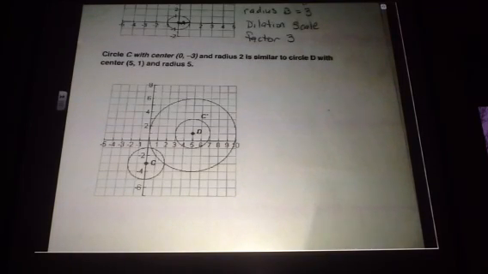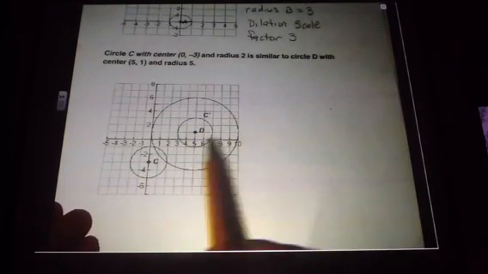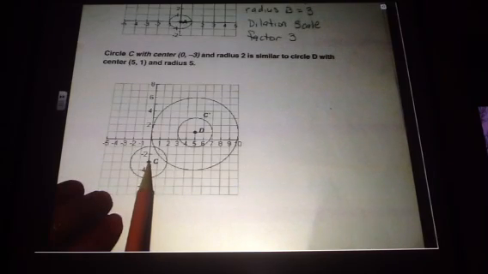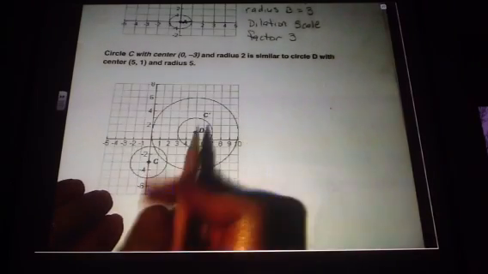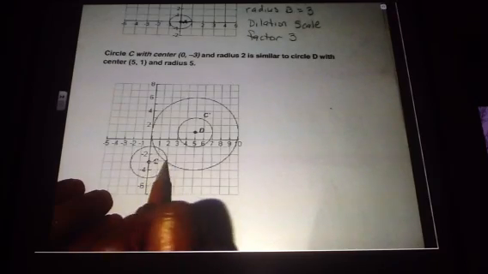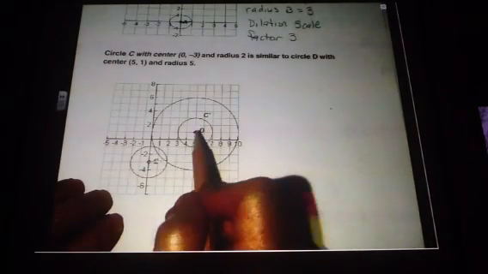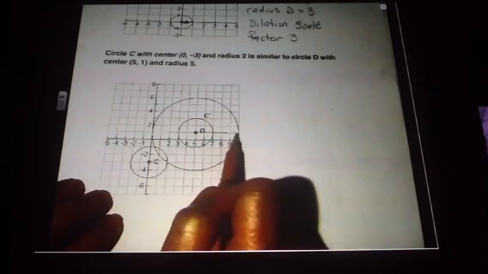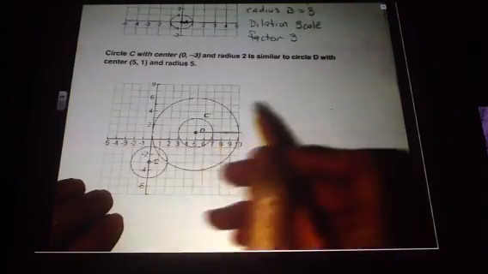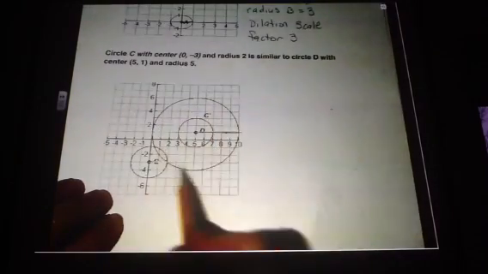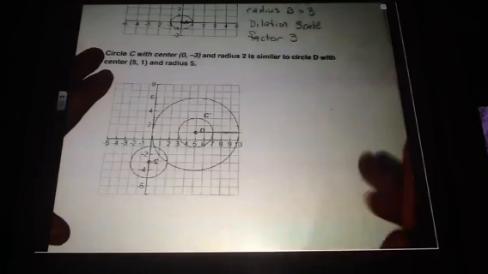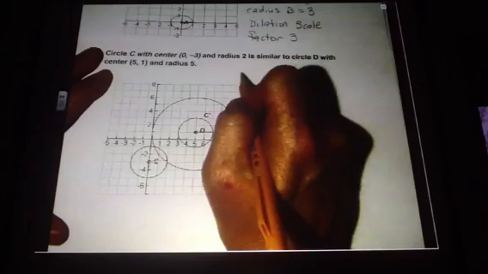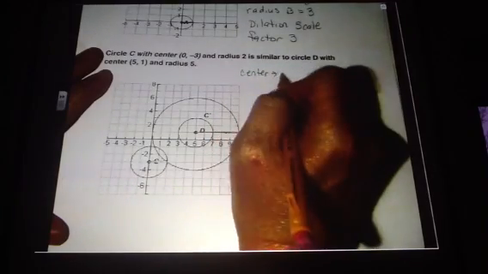Okay, so let's ignore this C prime here for a minute, and let's ignore this smaller circle. We start here at circle C with center at 0, negative 3. So here's the center. All right, it has a radius, 2 units here, of 2. And it's similar to circle D. Circle D has center 5, 1, which is right here, with radius of 5. So here's the radius of circle D. So circle D is this larger circle here. All right? So we need to map C to C prime so that the centers are lined up. So center to center.